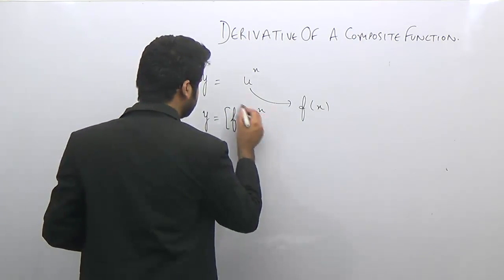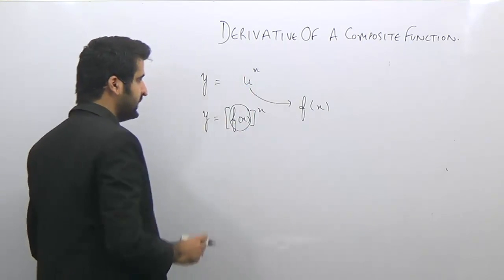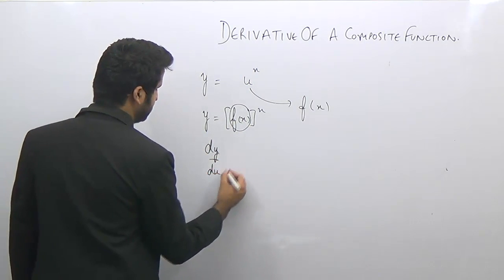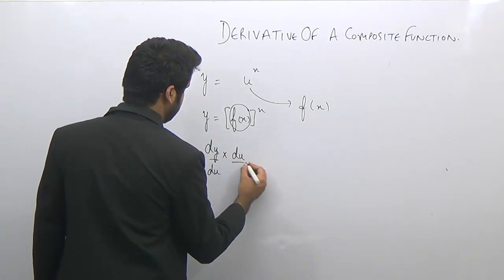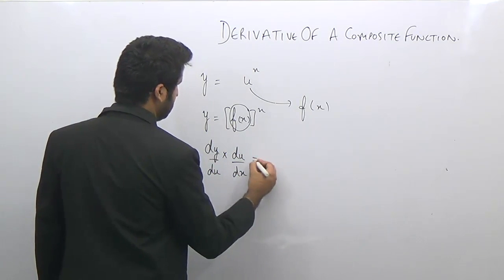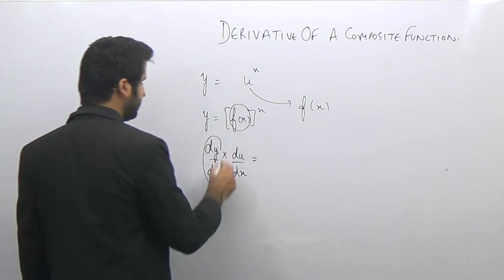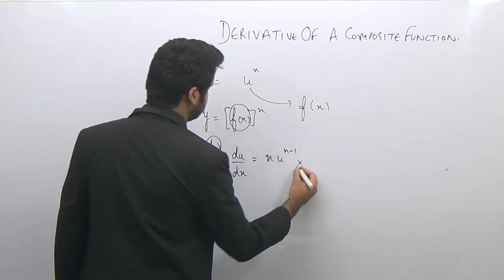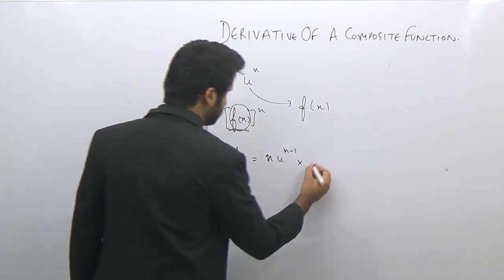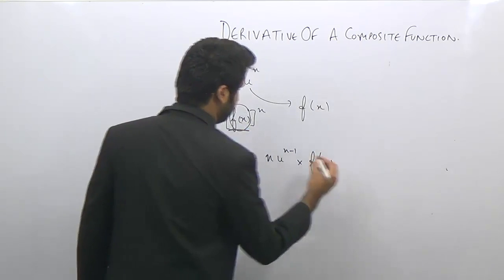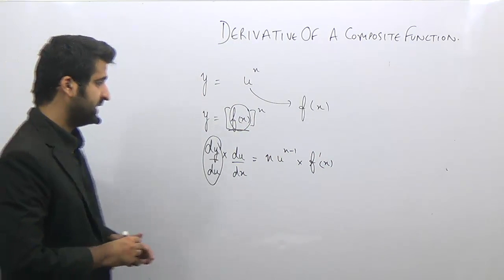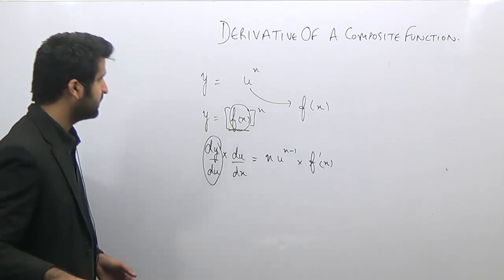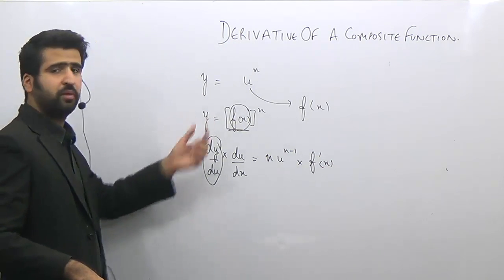Because this can be considered as some function u, we'll first differentiate y with respect to u, and then we'll differentiate u with respect to x. So dy by du in this case will be equal to n u to the power n minus 1, multiplied by the differentiation of this function, which is f dash x. So n u to the power n minus 1 multiplied by f dash x is the answer. Okay, so this is the chain rule for power functions.